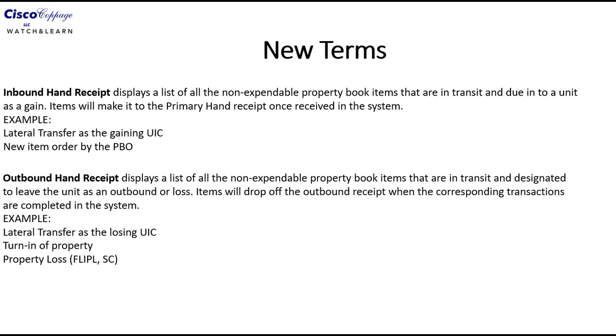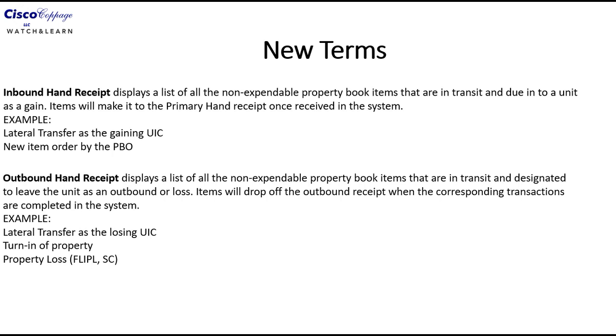The sixth new term that we will discuss is outbound hand receipt. An outbound hand receipt displays a list of all the non-expendable property book items that are in transit and designated to leave the unit as an outbound or a loss. Those items will drop off the outbound hand receipt when the corresponding transactions are complete in the system.